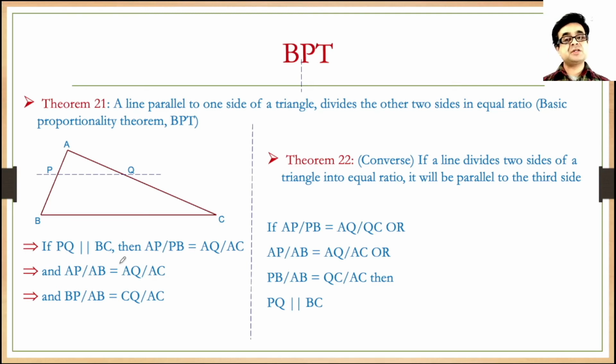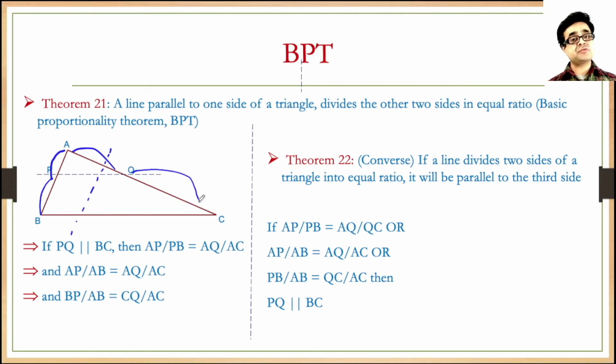And theorem 1 is when a line is drawn parallel to one side of the triangle. So here I have shown you PQ, but I could have easily drawn a line like this, right, and made it a little bit more complicated. When a line is drawn parallel to the third side of the triangle, it divides the other two sides in equal ratio. So for this line PQ, which is parallel to BC, AP divided by PB is equal to AQ divided by QC. Very, very important theorem.